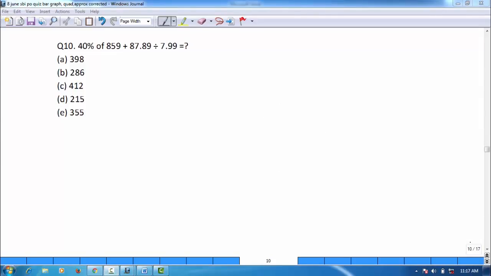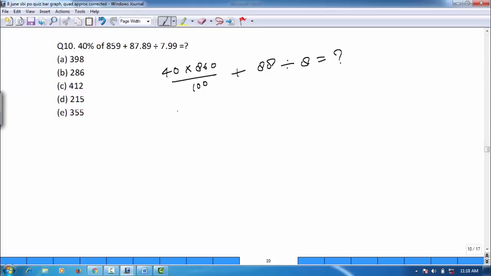Question number 10. 40% of 859 plus 87.89 divided by 7.99 is equal to question mark. So we can also write it as 40 into 860 upon 100 plus 88 divided by 8 is equal to question mark. This implies 344 plus 11 will be equal to 355. So E is the correct option.